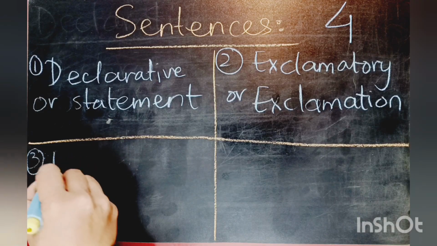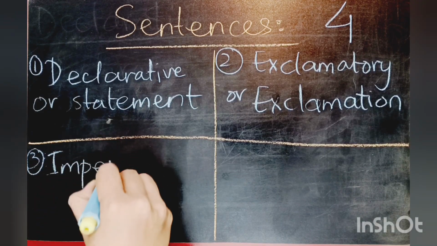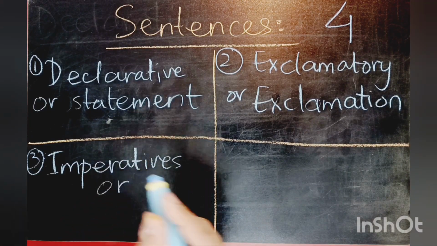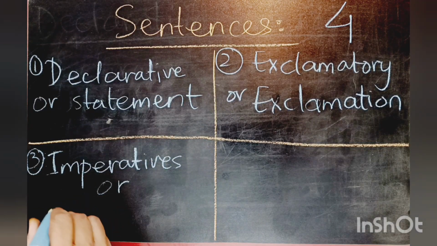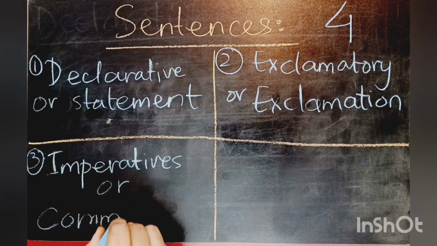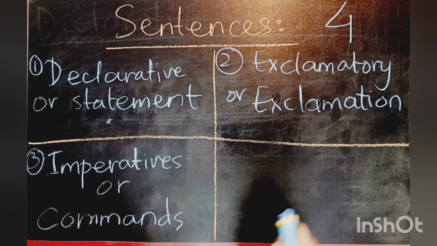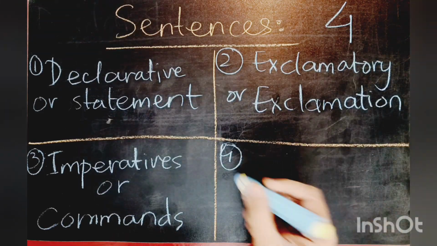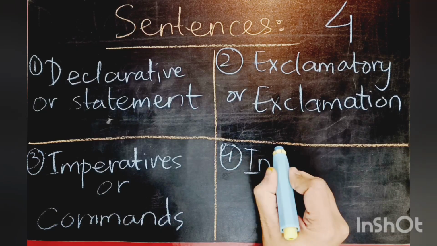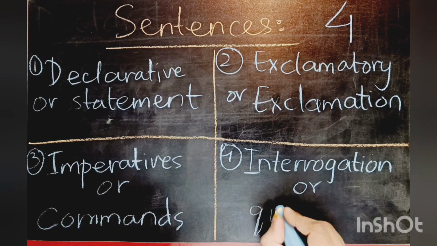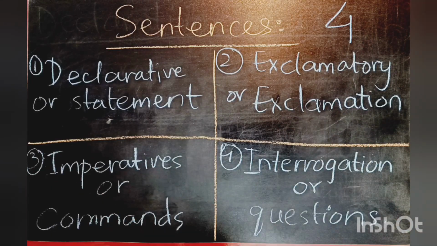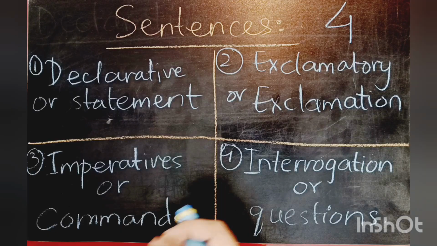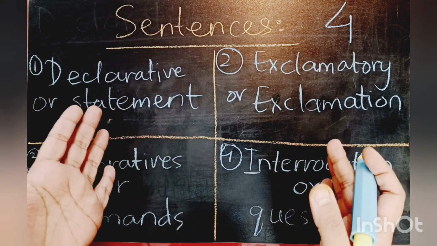Number three is the imperative sentences or command sentences, or you can say request sentences, or sometimes order sentences, or they can also give us some instructions. Okay. Number four is the interrogation or interrogative or the question type of sentences. These are the four types of sentences, and let us now elaborate these types of sentences.